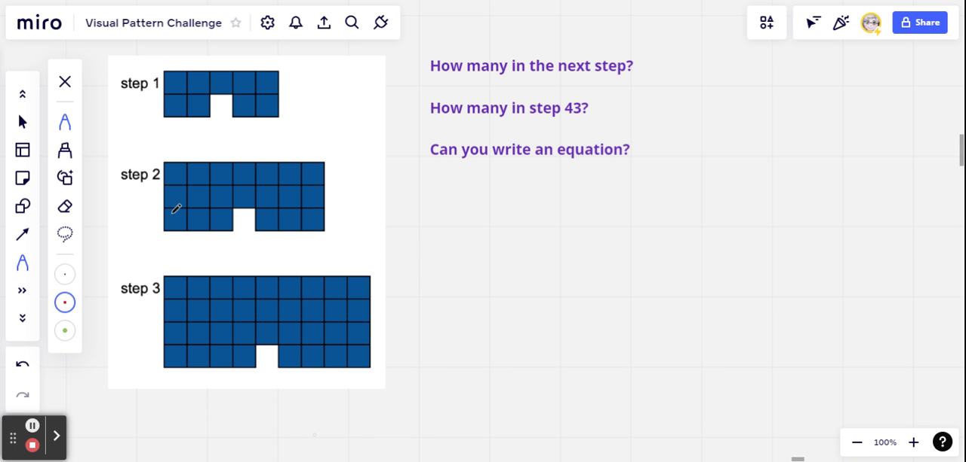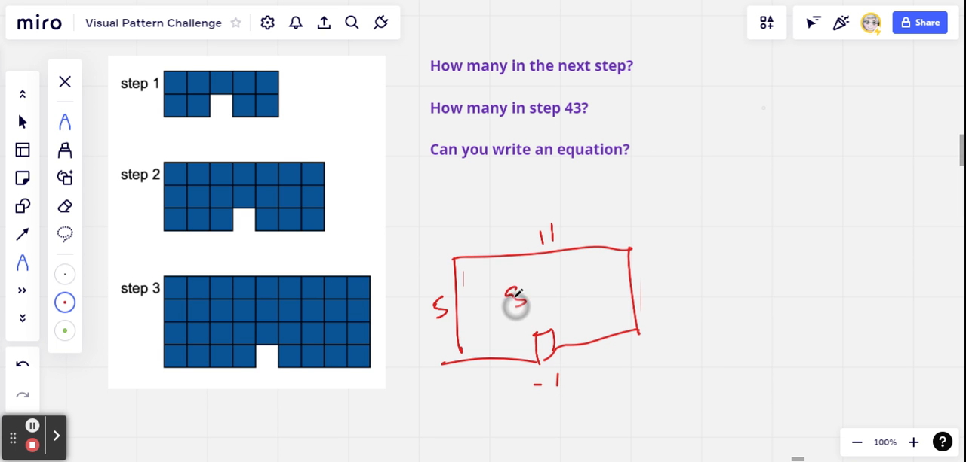Let's see, it looks like we have 2, 3, 4. So I guess this side on the next rectangle would be 5. And then we have 5, 7, 9. So the next one would be 11. Looks like it's going up by 2. And then we're going to have this one missing, so that's going to be our -1. So 5 times 11 is 55, -1 should be 54. So I'm going to predict 54 squares in step number 4.